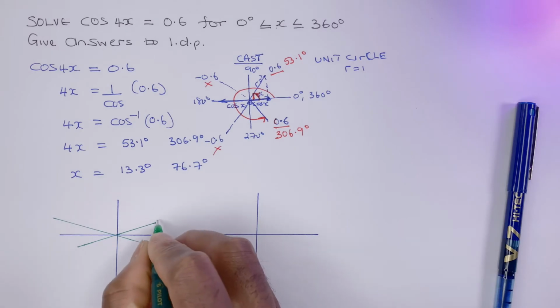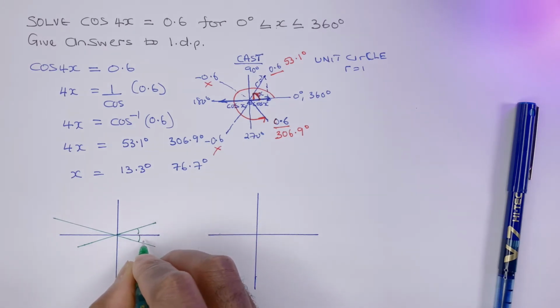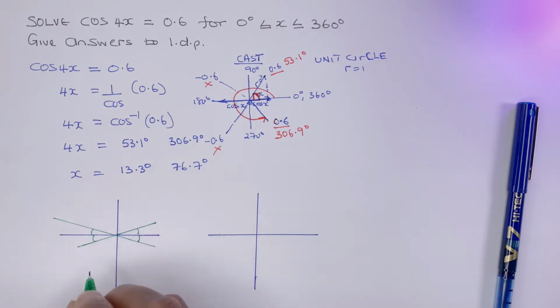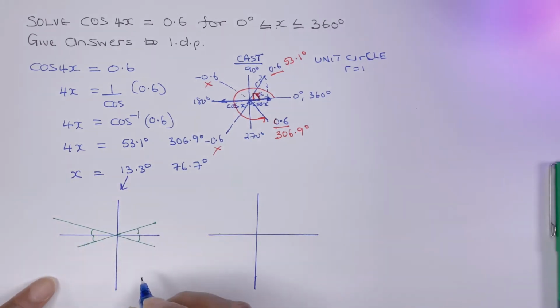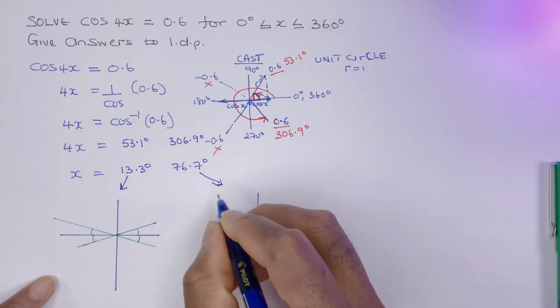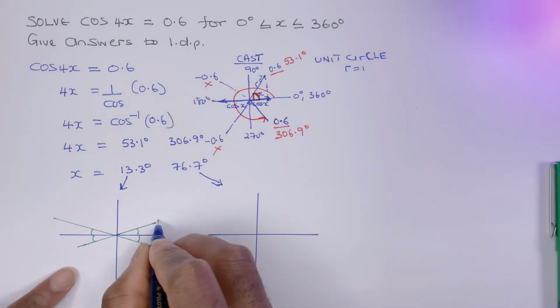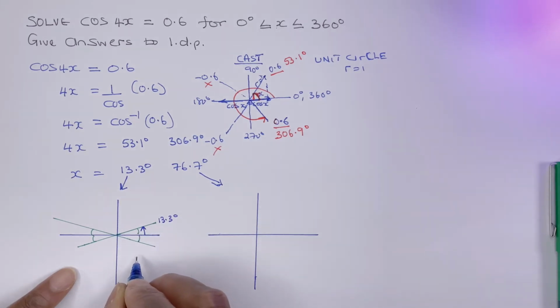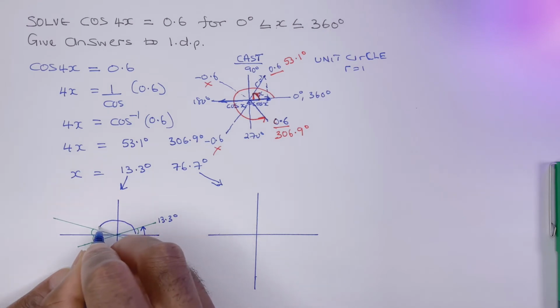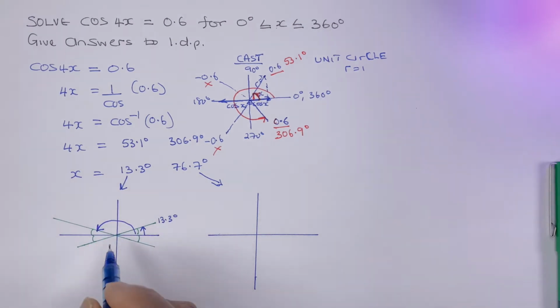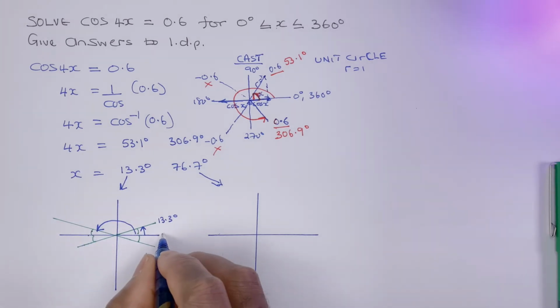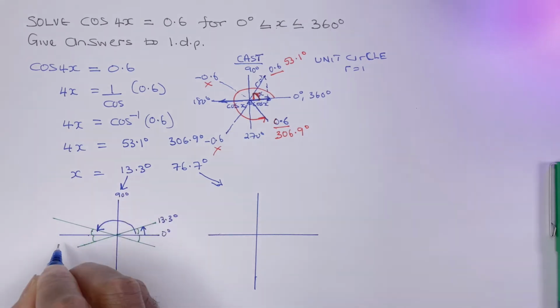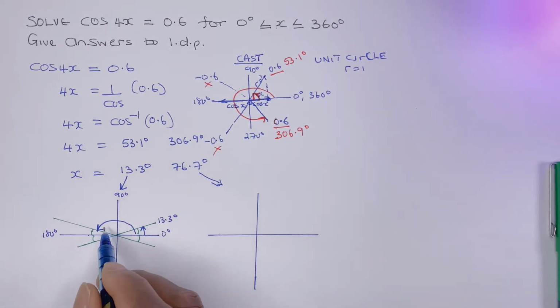So this is 13.3 there, and that's minus 13.3. For that one it's going to be that one. So this one will be 13.3 degrees if you go all the way there, and then if you go all the way to there, what will that be? It will be 180 minus 13.3 degrees, because this is 0 degrees, 90, 180 degrees.